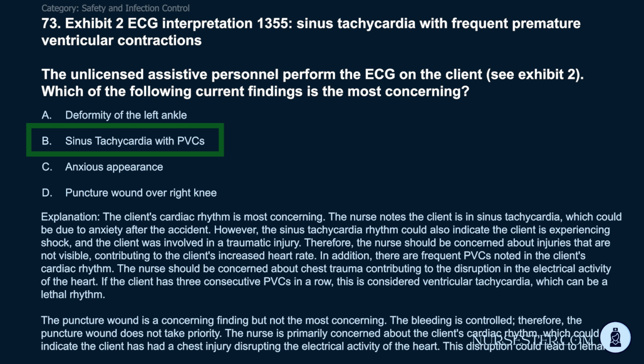The nurse should be concerned about chest trauma contributing to the disruption in the electrical activity of the heart. If the client has 3 consecutive PVCs in a row, this is considered ventricular tachycardia, which can be a lethal rhythm. The puncture wound is a concerning finding but not the most concerning. The bleeding is controlled, therefore, the puncture wound does not take priority.